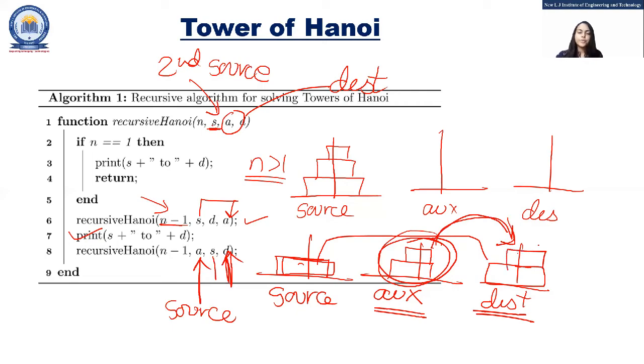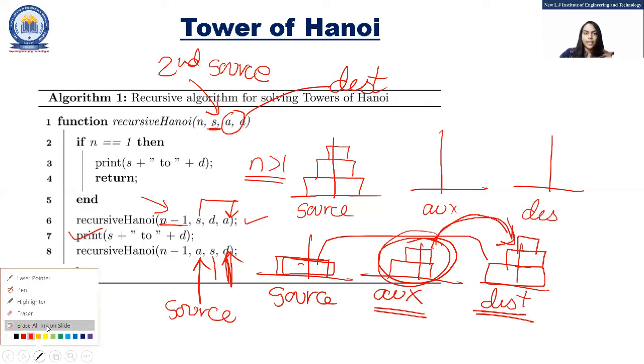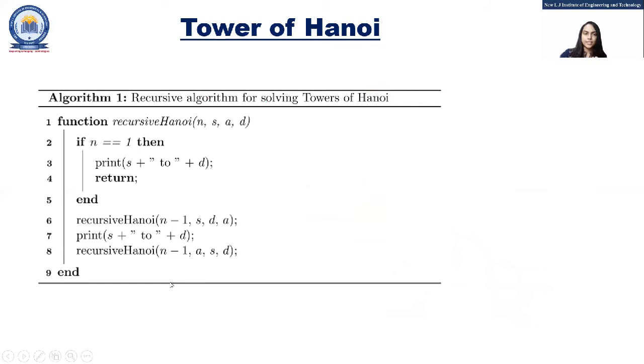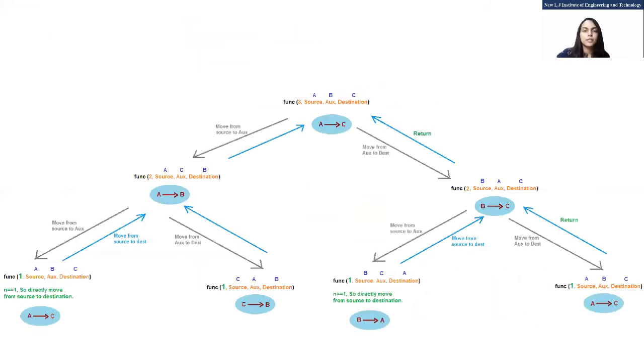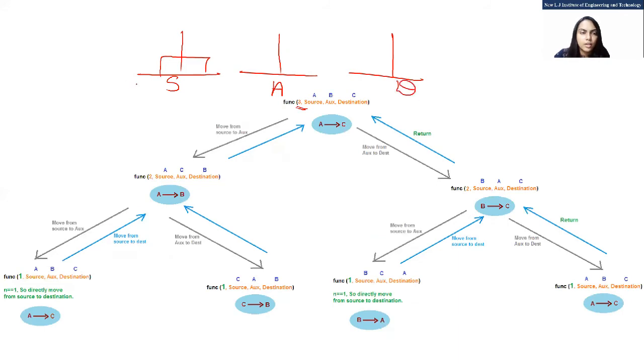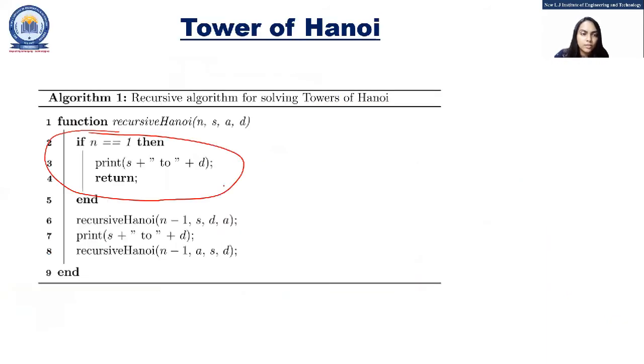So this way, if we trace the algorithm, we can get the steps of shifting disk from A to C, that is from source to destination. Quickly let us understand this based on source, auxiliary, tower and destination. So initially we have A, B, C, N is 3. Okay. So this is source, this is auxiliary, and this is destination. Okay, we can also say this is A, this is B, and this is C. Now we have this A, B, and C. We will call this function, n is not equal to 1. So we will call this function 2, right?